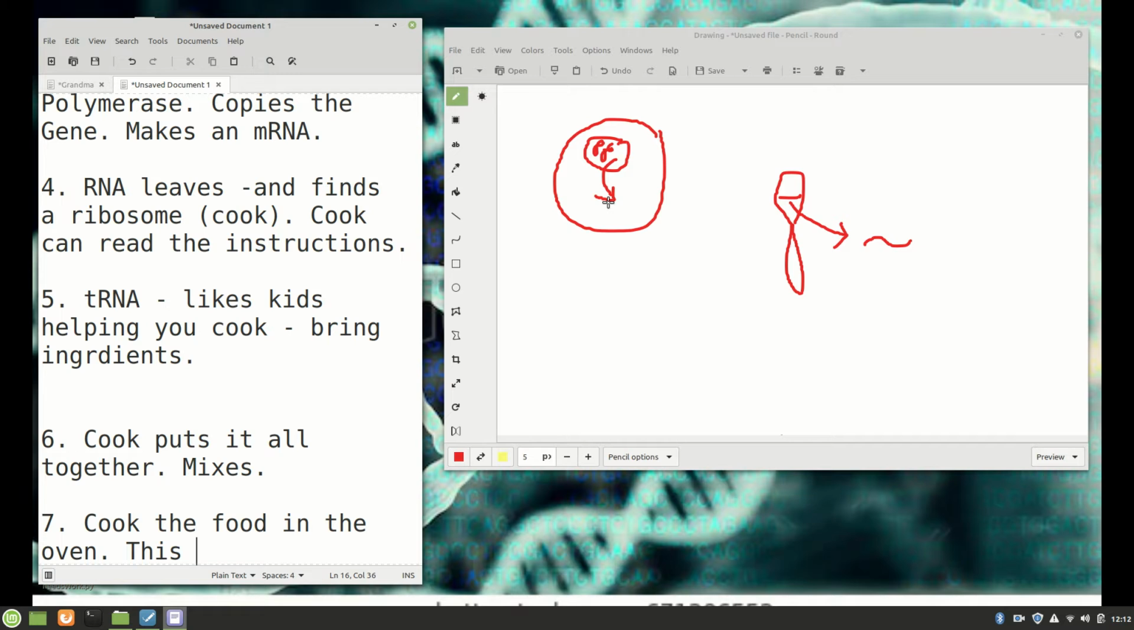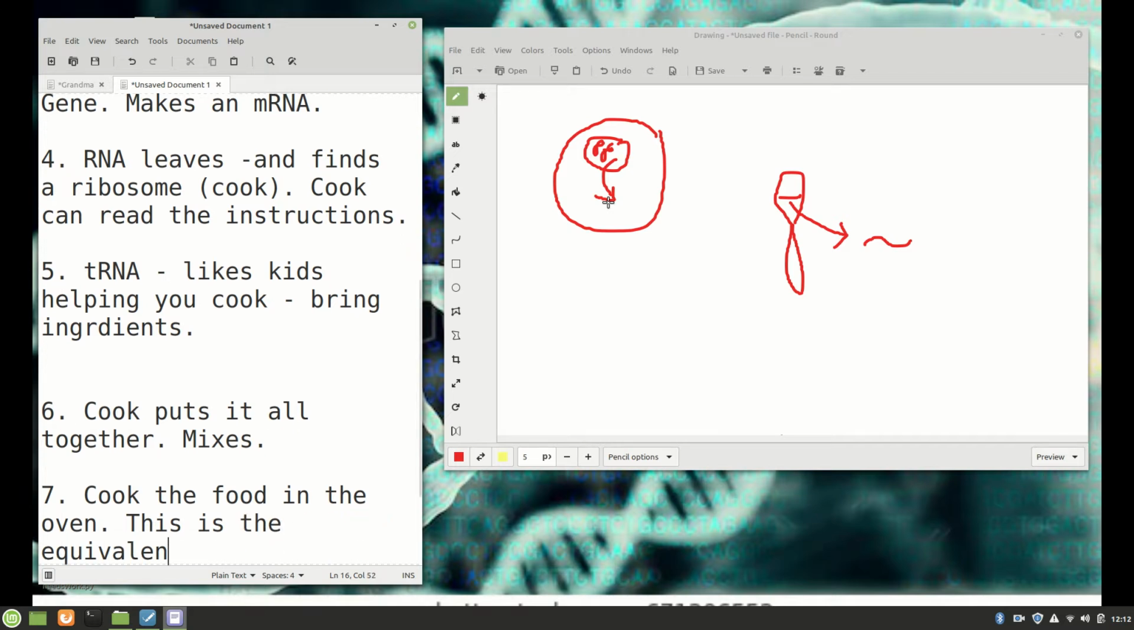Just like you have to cook something to get it to taste good, to get the protein to function right, you have to cook it. You have to let it fold up into the right shape. This is the equivalent of folding of your protein, so that it takes on the right shape. So this is Grandma's Cookbook.